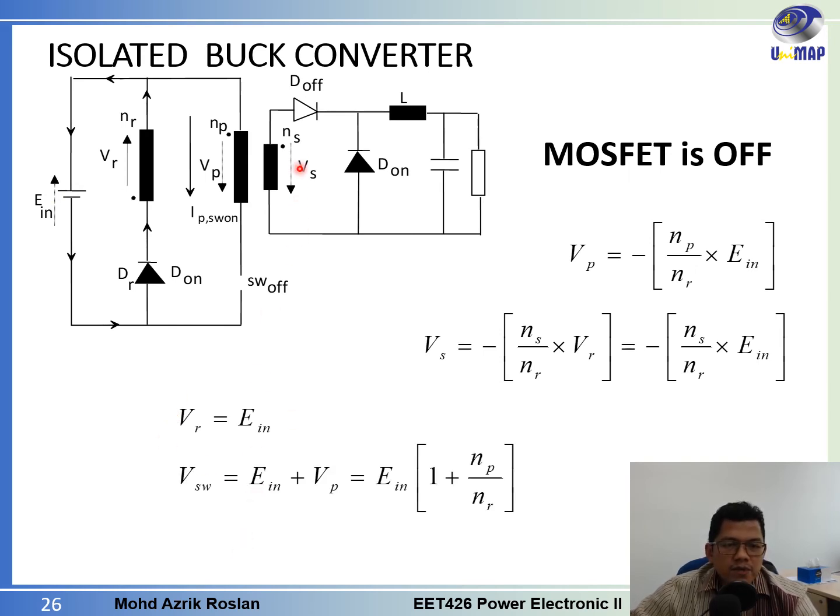For V switch, the voltage across this switch terminal. If you apply Kirchhoff's voltage law around the bigger loop here, you will find that V switch is equal to E in plus VP, the E in here plus the voltage at this point. And if you replace the VP here with this equation, NP over NR multiplied by E in, you will get V switch is equal to E in multiplied by 1 plus NP over NR.